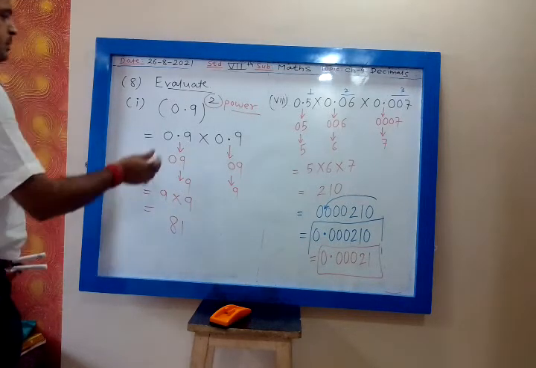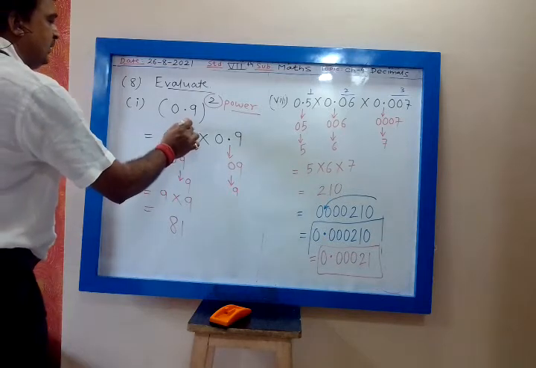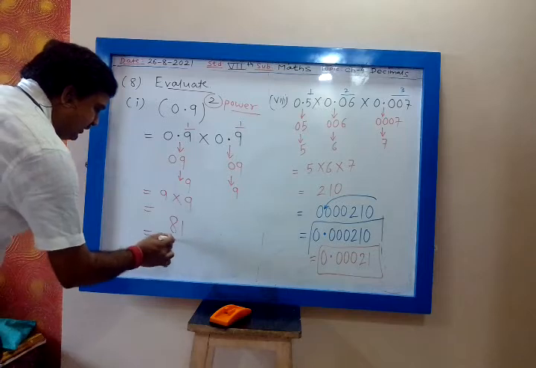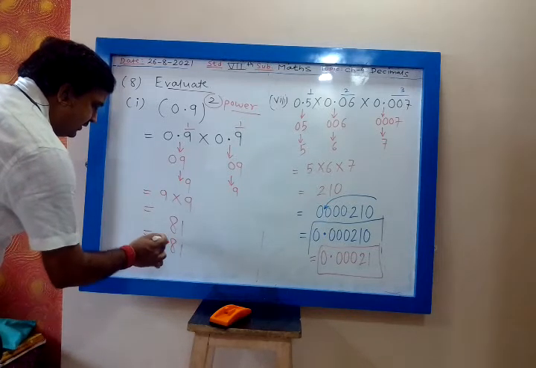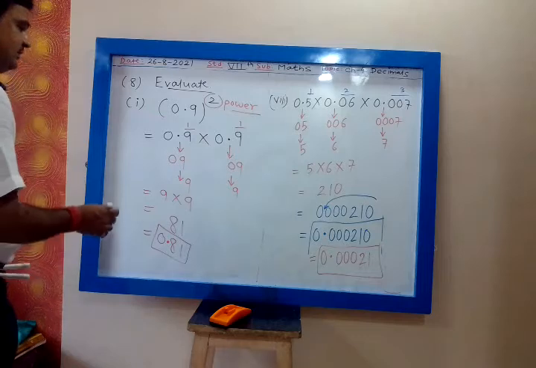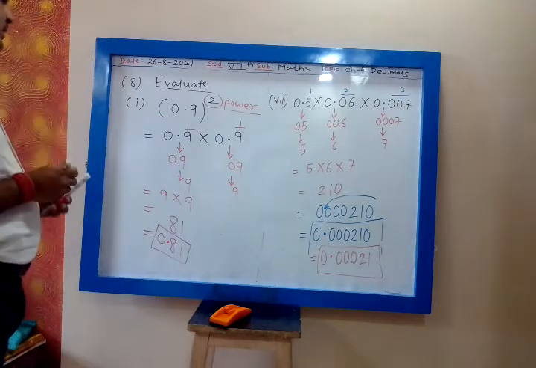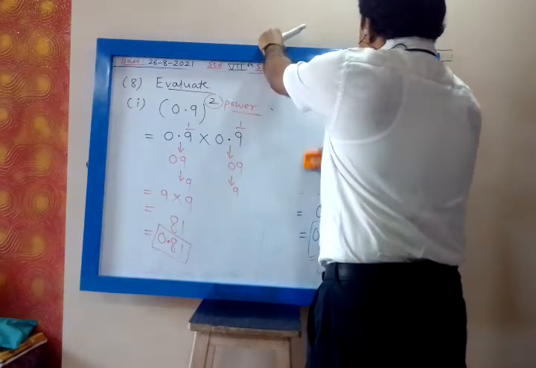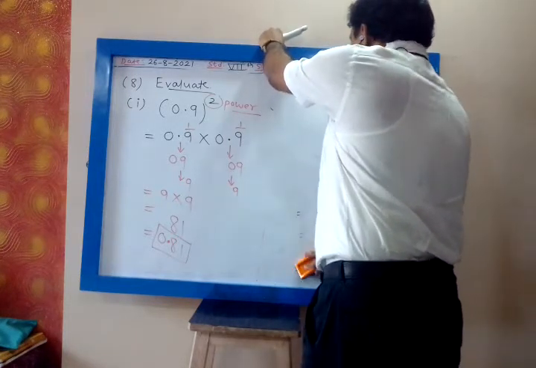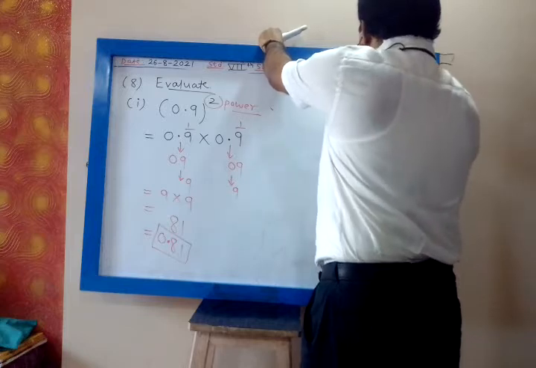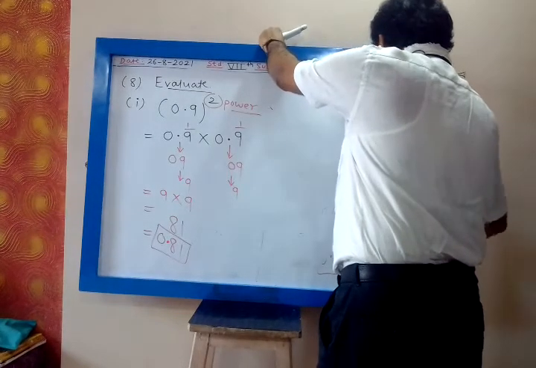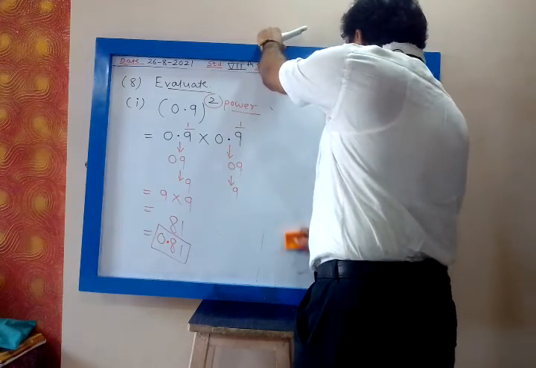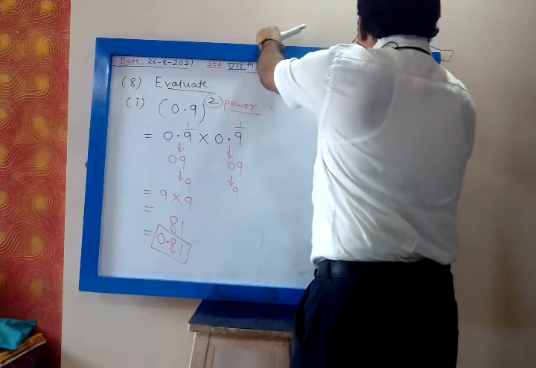Now you have to place the decimal: 1 and 1, 1 plus 1 is 2. So you write 81 as 0.81 and place the decimal. 0.81 is the answer. If the power is 2, you have to multiply the given number 2 times. Power is 3, multiply the given number 3 times. Power is 4, multiply the given number 4 times. So power means you multiply the given number that number of times.